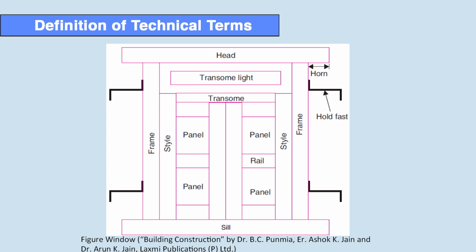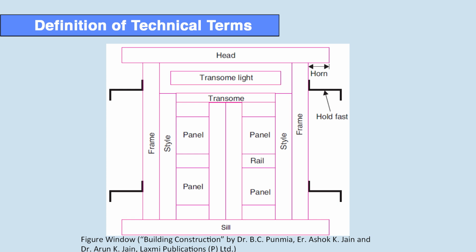Now, the next technical term is head of the door or window. The topmost horizontal part of a frame is known as head. Next important point is sill. What is sill? The bottom horizontal part of a window frame is known as sill. Sills are typically not included in a door frame.